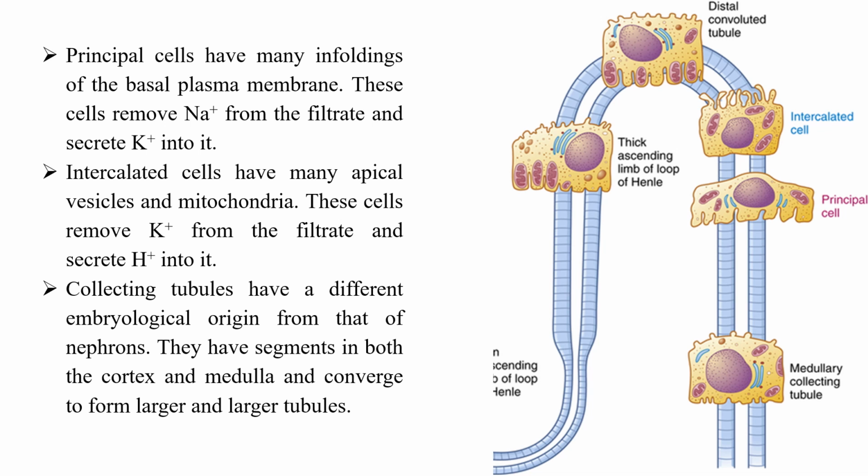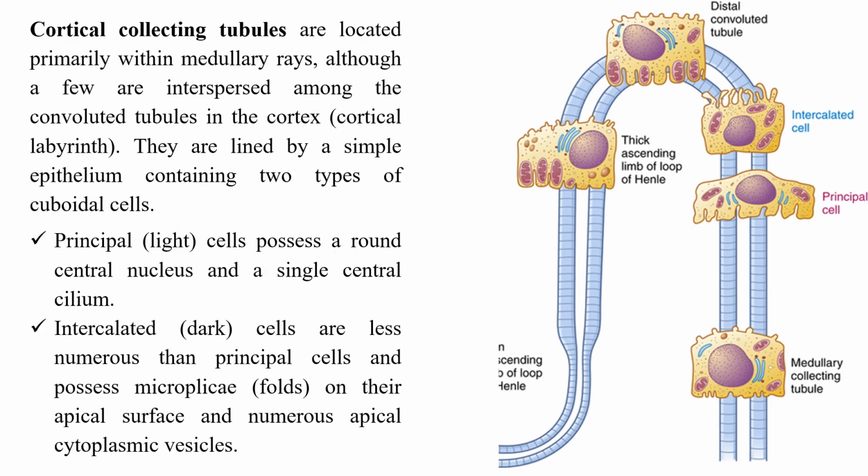So there will be cortical collecting tubules as well as medullary collecting tubules. If the collecting tubules are present in the cortical region of the kidney, then they are called cortical collecting tubules, and these are primarily located within the medullary rays, although a few are interspersed among the convoluted tubules in the cortex, the cortical labyrinth.